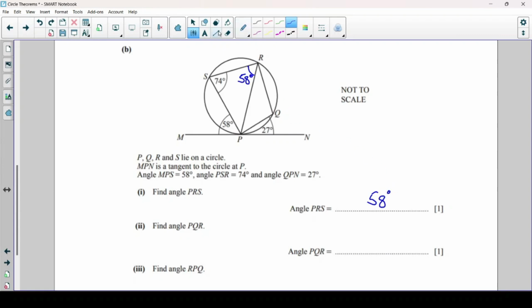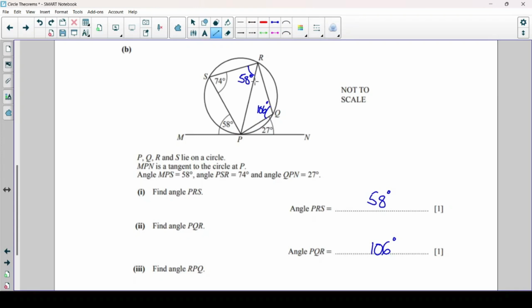Next is PQR. P to Q to R. Now, this one here, it's important to realise that we've actually got a cyclic quadrilateral, and opposite angles in a cyclic quadrilateral add up to 180. So for this one we're going to do 180 take away 74. So what's that? 106 degrees for PQR.